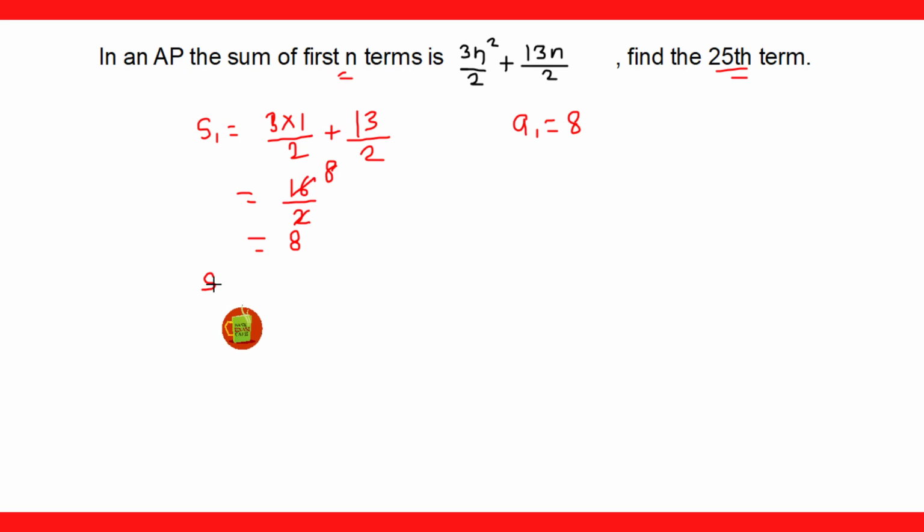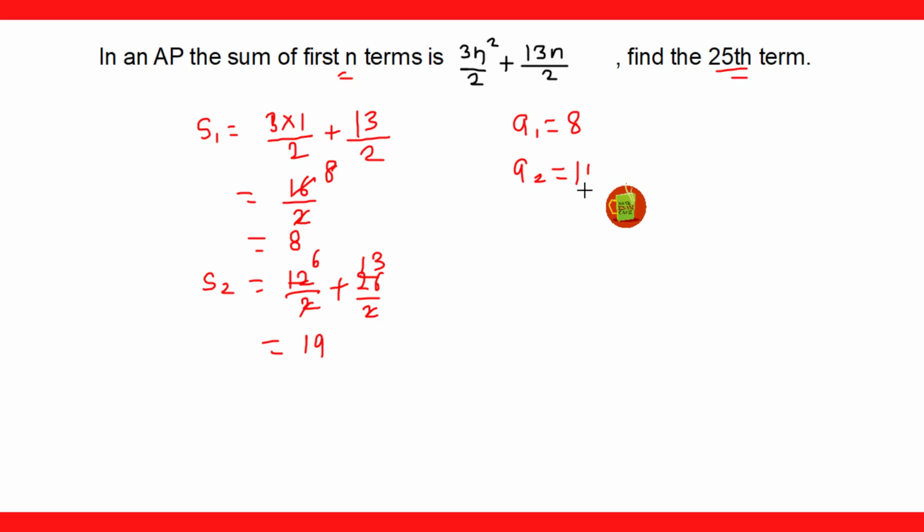Now we will find the sum of the first two terms, so n will be 2. So 2 squared is 4, 4 threes are 12, 12 upon 2, plus 13 twos are 26, 26 upon 2. So this will be 6 plus 13, which is equal to 19. The sum of the first two terms is 19, but the first term is 8, and therefore the second term will be 19 minus 8. So the second term will be equal to 11.